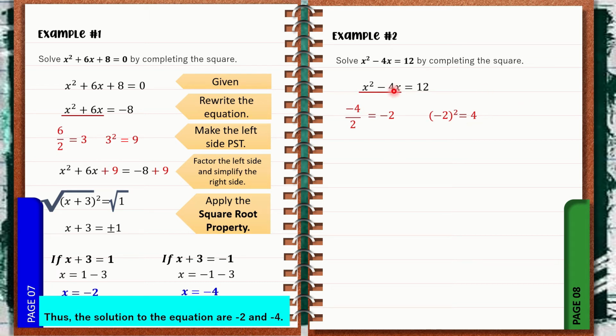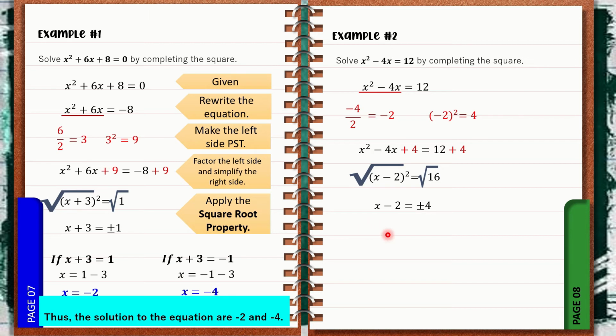Add positive 4 to both sides, and we will obtain x squared minus 4x plus 4 is equal to 12 plus 4. This time, let us factor the left side and simplify the right side. So, the factor of this is x minus 2 squared, while 12 plus 4 is equal to 16. Now, we have already factored and simplified the other side. Let us now extract the roots of both sides. So, we get x minus 2 is equal to positive or negative 4.